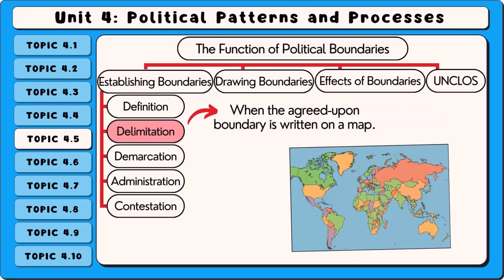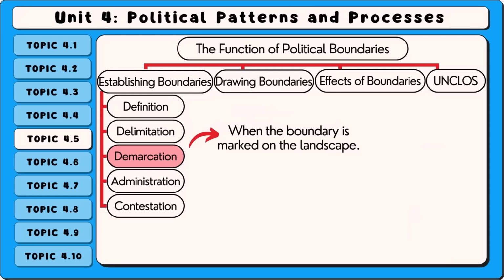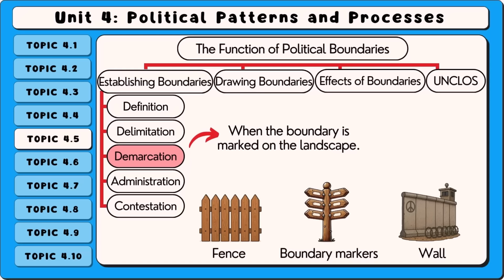The second step is delimitation, which is when the agreed-upon boundary is drawn on a map. This makes the legal description visible and helps governments plan and enforce it. The third step is demarcation, which is when the boundary is marked on the landscape. This might involve building a fence, placing boundary markers, or even constructing a wall. Not all boundaries are physically demarcated, but when they are, it helps make the division clear on the ground.